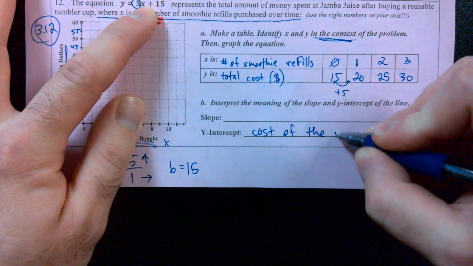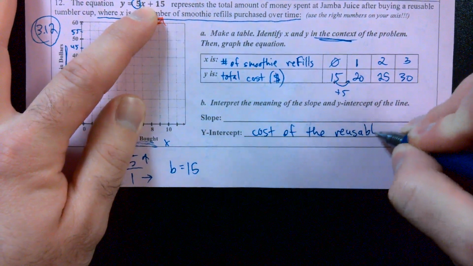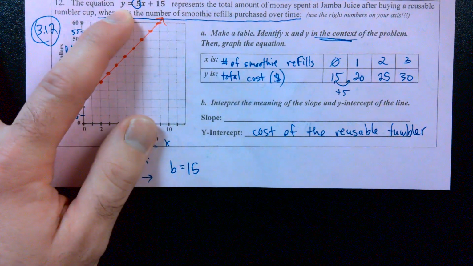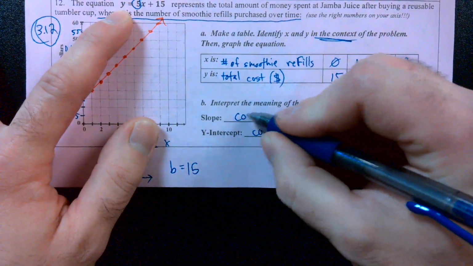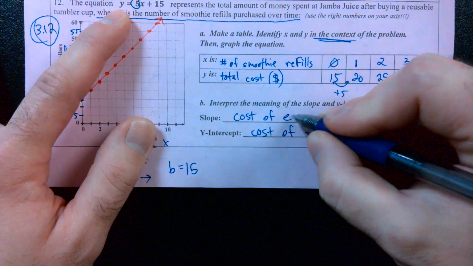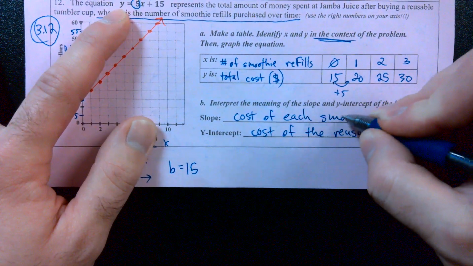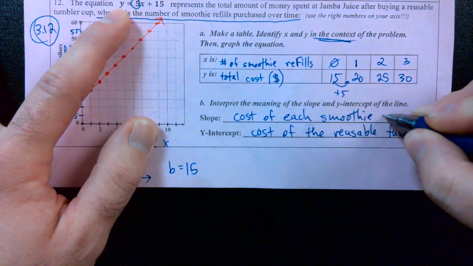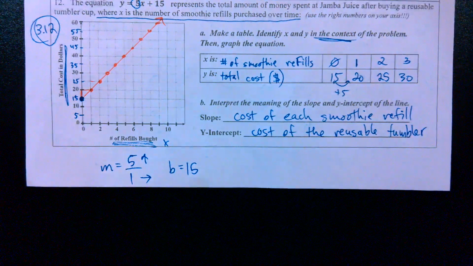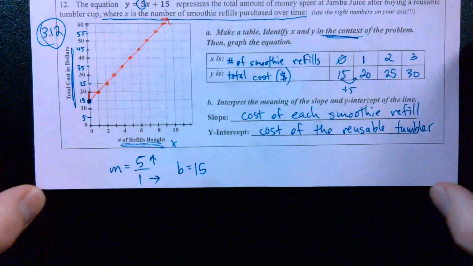Cost of the reusable tumbler. So then what does the 5 represent? The cost of what? A refill, right? Cost of each smoothie refill. You pay $15 for the cup. You pay $5 every time you get a refill. That's how we would interpret that equation, this whole relationship here.